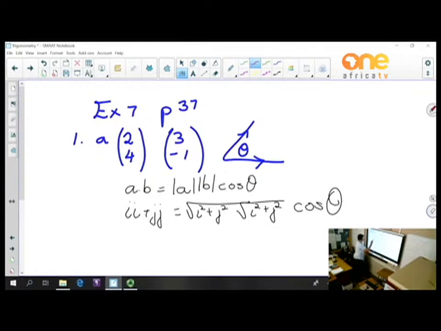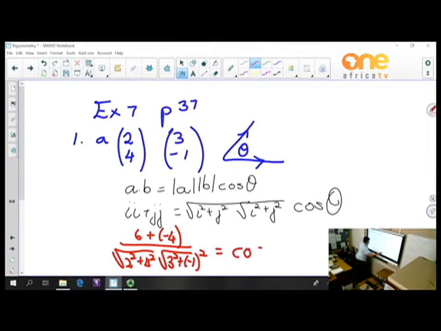ii will now be 2 times 3, which is 6, plus 4 times negative 1, negative 4, over, and the magnitude here is now 2 squared plus 4 squared. So it's the magnitude of 2 squared plus 4 squared times the magnitude of 3 squared plus negative 1 squared is equal to cosine theta.